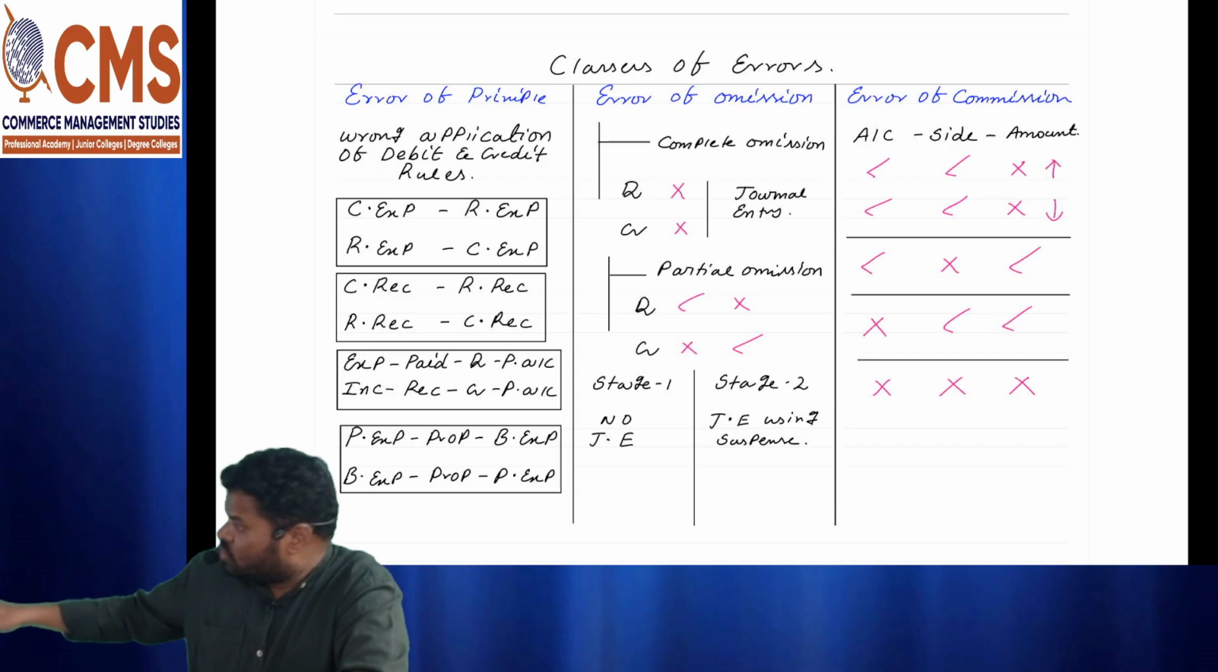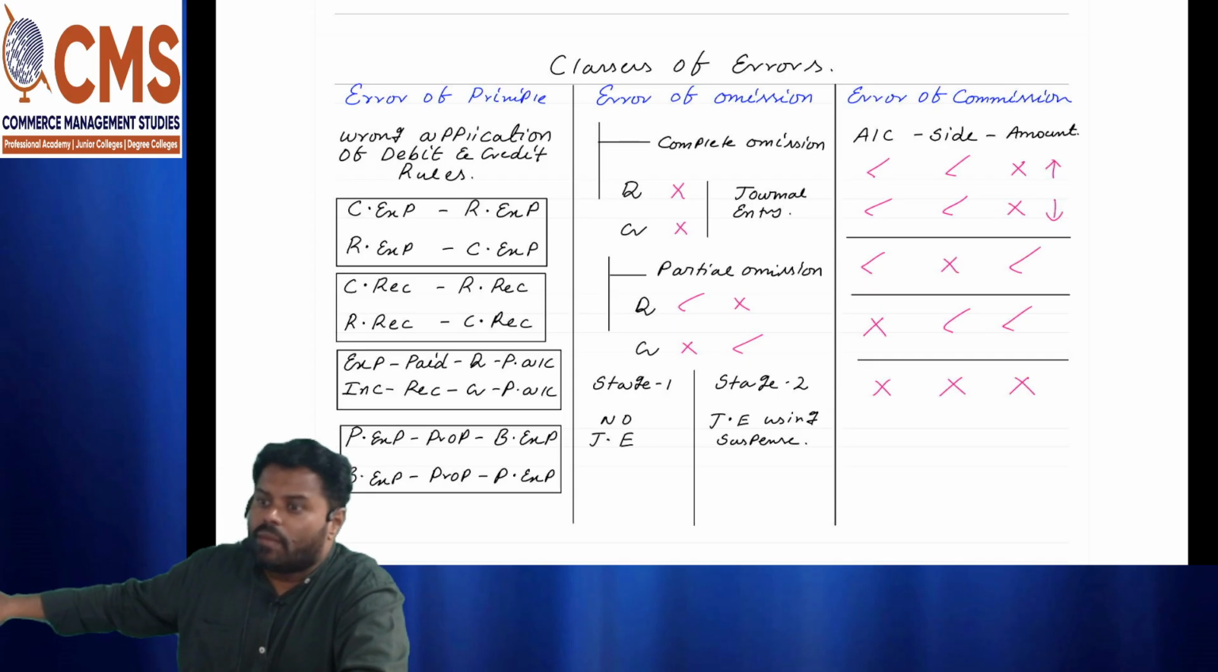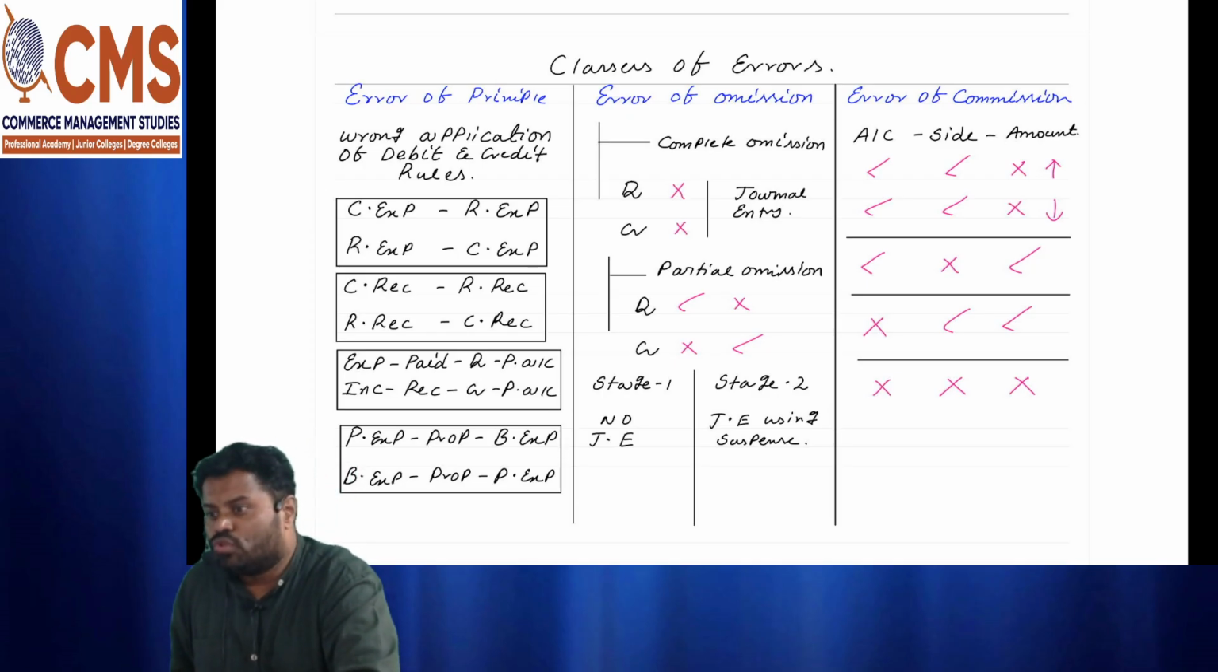This is not an exhaustive list. These are most commonly committed errors of principle. Okay? But depending upon the error, we may have to choose. Sometimes you will be in a confusion. Is it an error of principle or error of commission? Sometimes it will be a combination of two.